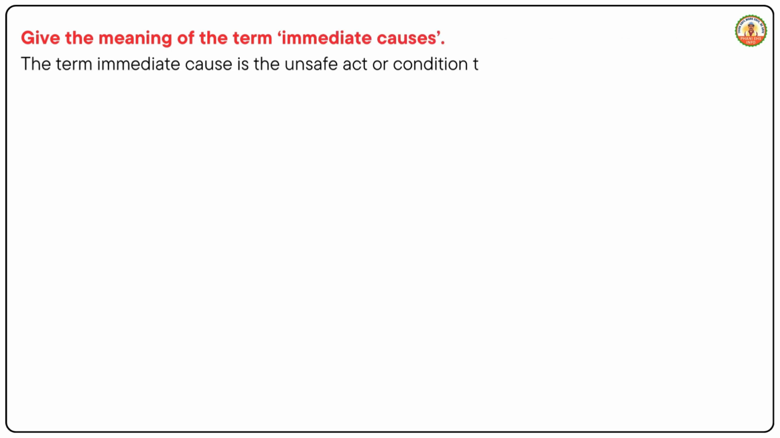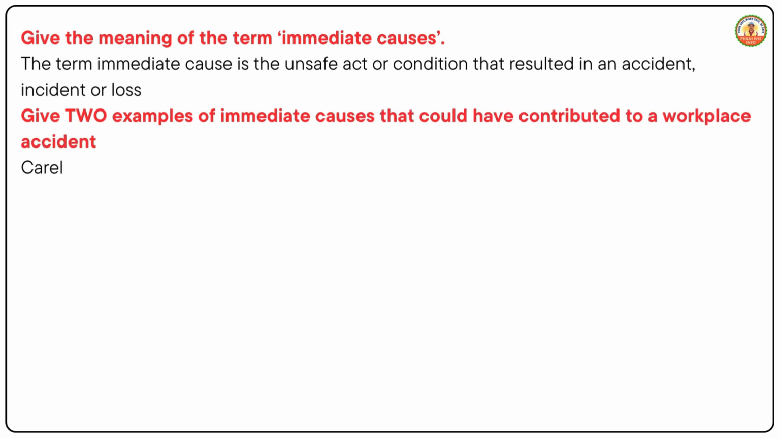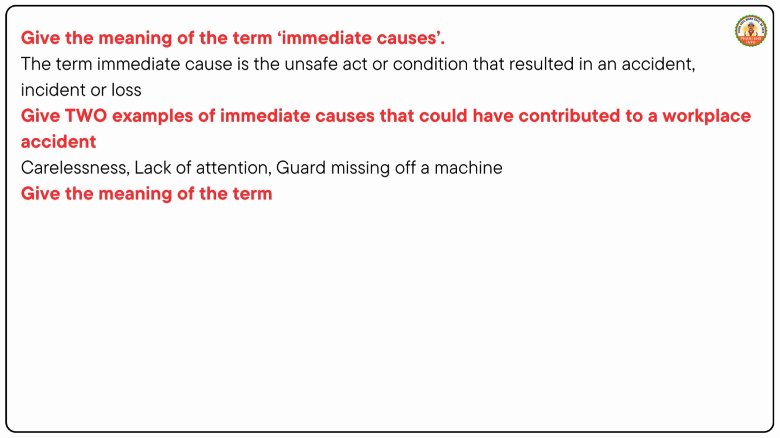Give the meaning of the term immediate causes. The term immediate cause is the unsafe act or condition that resulted in an accident, incident or loss. Give 2 examples of immediate causes that could have contributed to a workplace accident: carelessness, lack of attention, guard missing off a machine. Give the meaning of the term underlying, root causes.